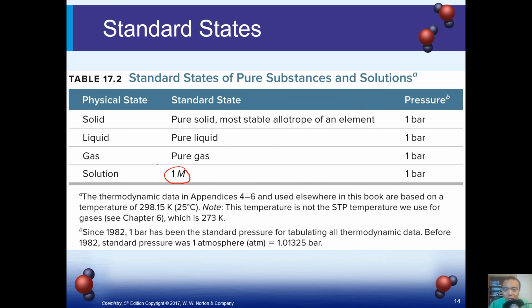For practical purposes, 1 bar is essentially equal to 1 atm. That's why we still have some textbooks listing 1 atm as the standard pressure, because 1 bar is very, very close to 1 atm. Remember, since 1982, 1 bar has been the standard pressure for tabulating all thermodynamic data. Before 1982, standard pressure was 1 atm. But if you use 1 atm, we would still consider that as correct, as I just explained.